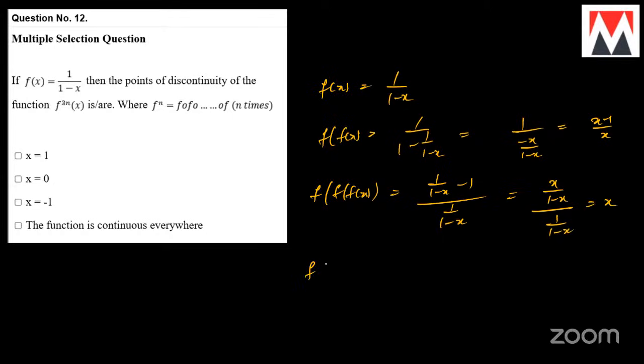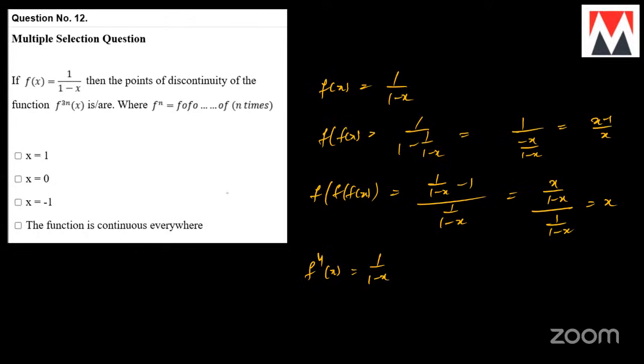Again, after the third application, if I write f cubed of x, I'll get x in this place. So for every third application, again there is a repetition. It is periodic: first you get the same thing, again you get (x minus 1) by x, again you get x, after that again you get 1 by 1 minus x. So you get a periodic function which is repeating after the third time. So you need to understand that all these functions will give you discontinuity points.